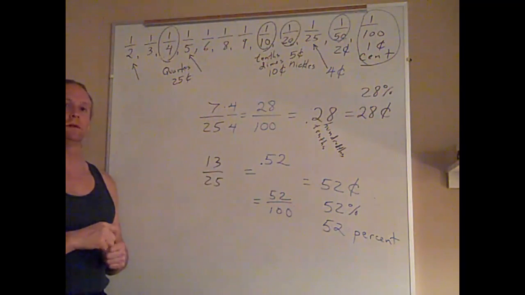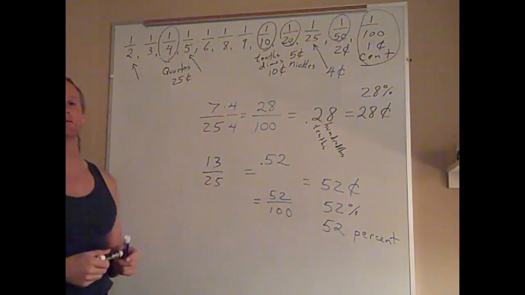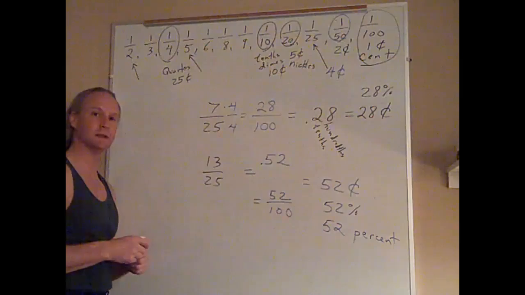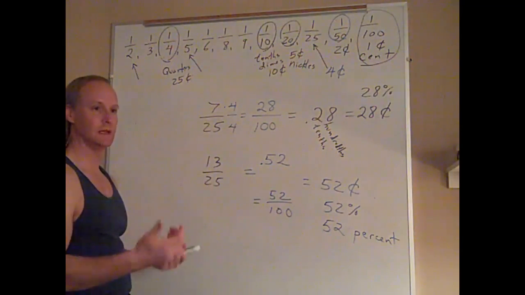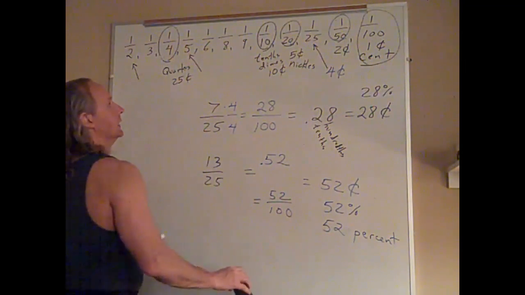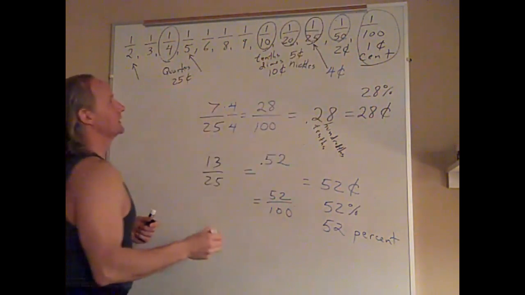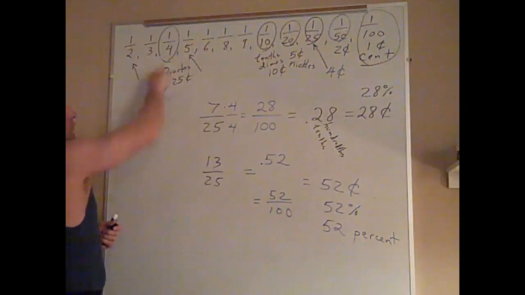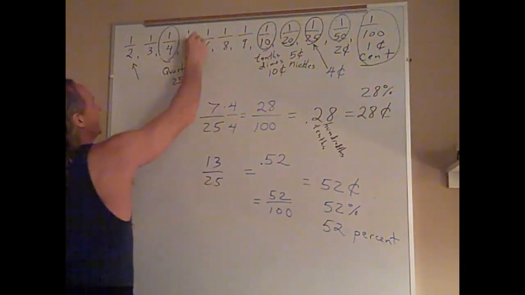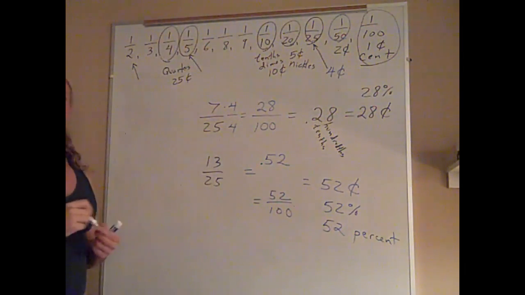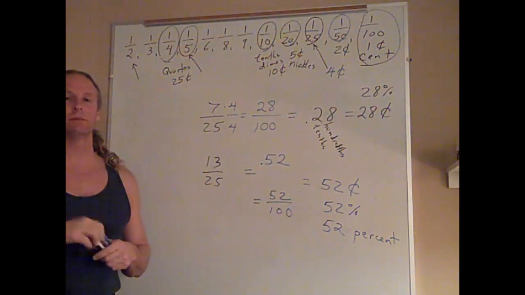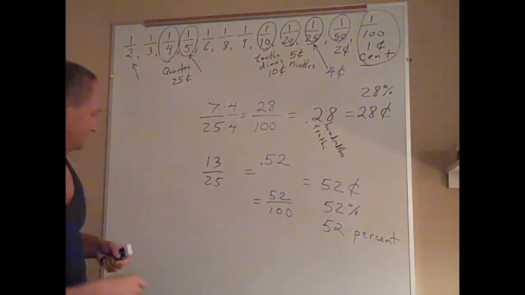And we need to be able to work back and forth between fractions, decimals, and percents to be able to solve problems in English. That gives us our 25ths. We can use the same idea to work with our fifths. And again, part of the assignment was to think of the number that you need to multiply by 5 to get 100.